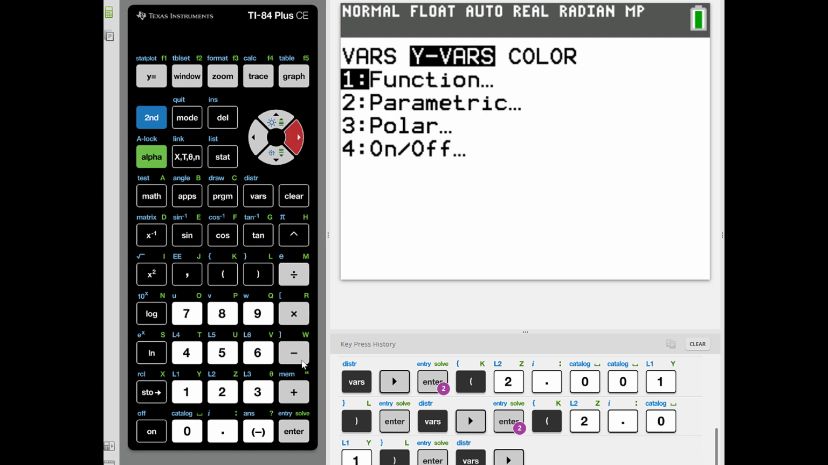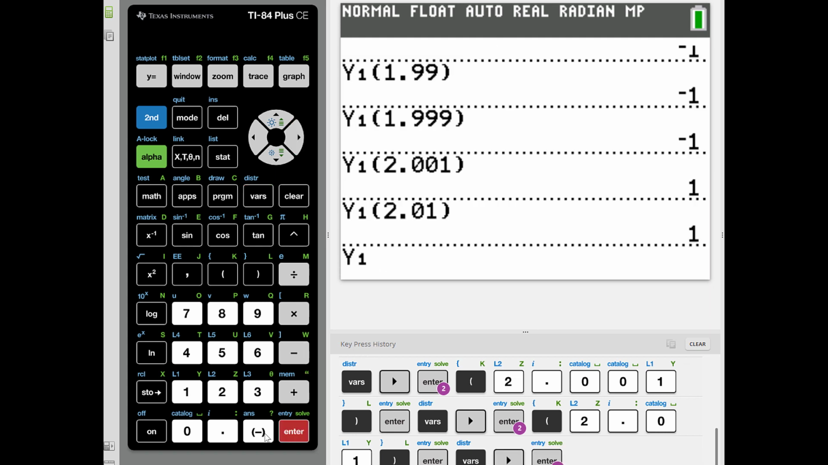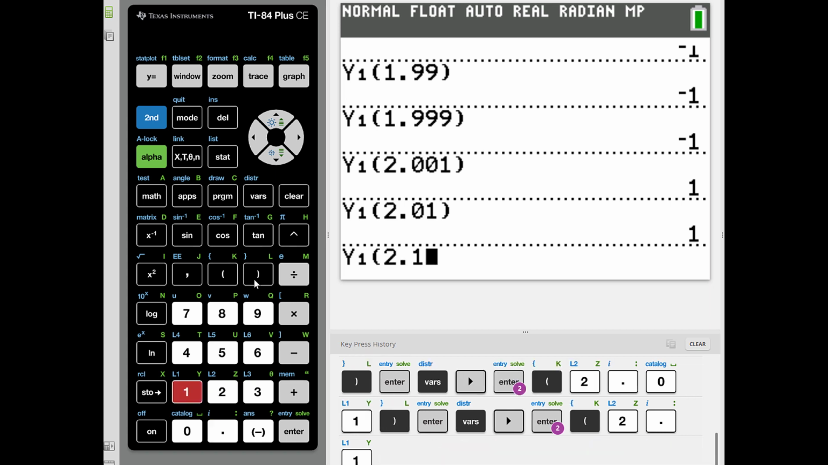Vars, Y-Vars, enter Y sub 1. Open up a set of parentheses. We get 2.1 here for our x value. Close the parentheses, enter, and we get 1 for y. So it looks like we're getting values of -1 to the left of 2 and +1 to the right of 2.